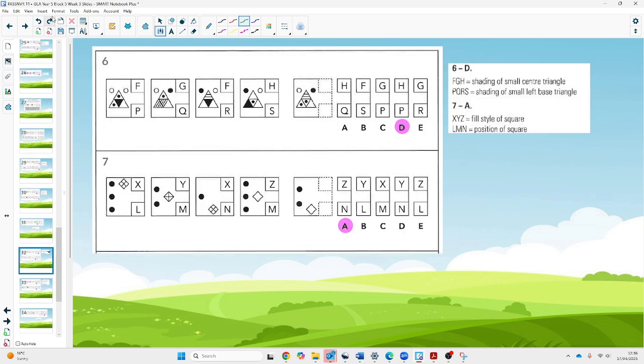Moving on then to question 6. We've got F, G and H. That's the shading of the small central triangles. So therefore we require it to be an H.